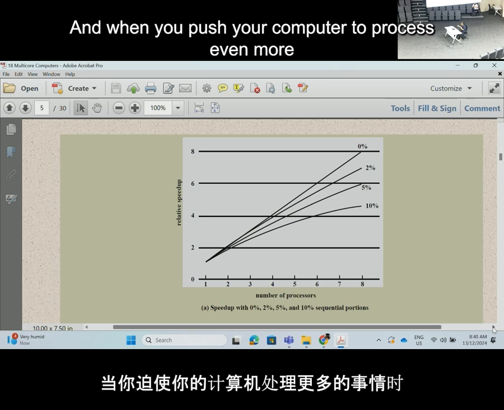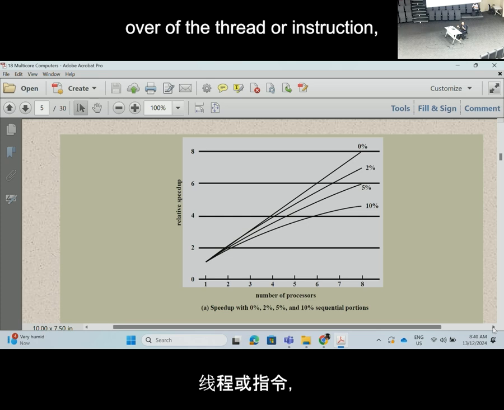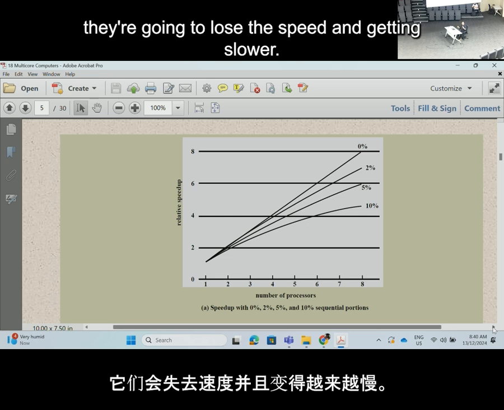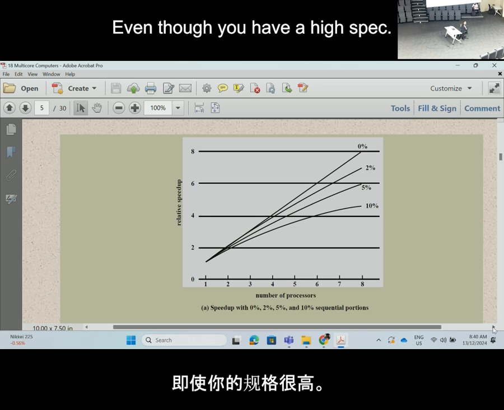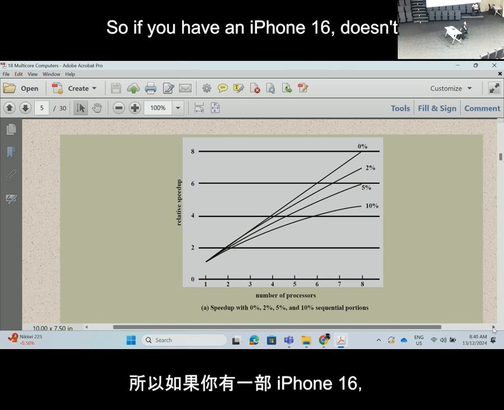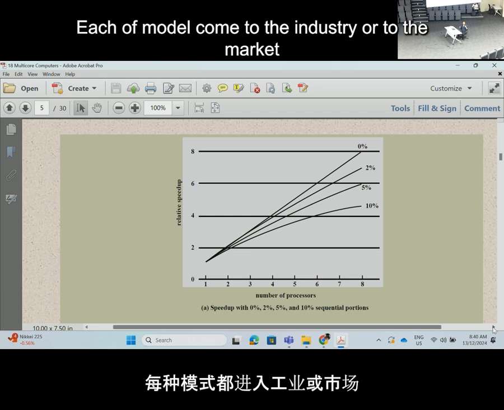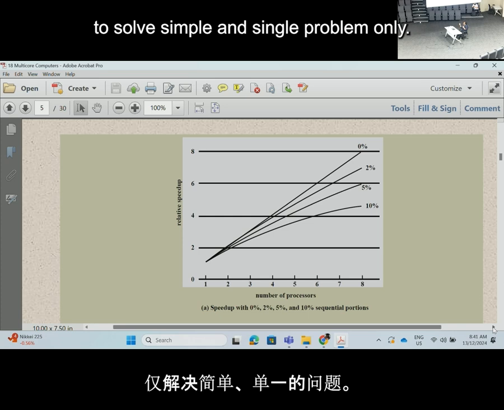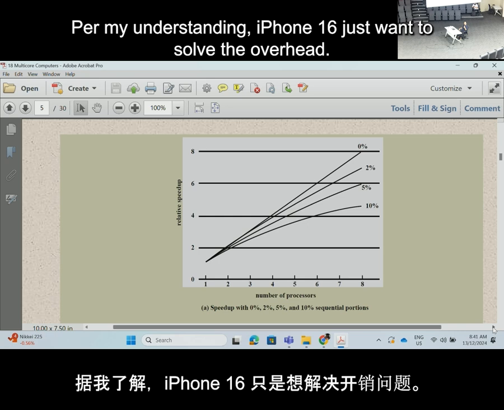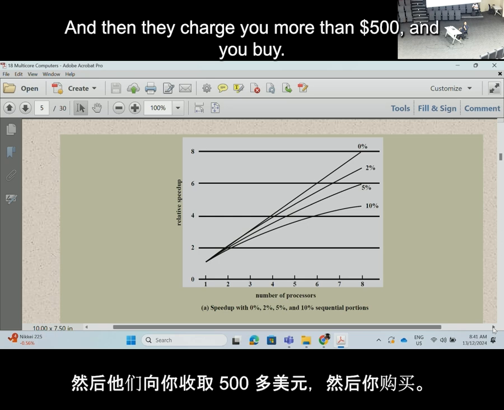And when you push your computer to process even more threads or instructions, it is going to lose speed and get slower, even though you have a high spec. So if you have an iPhone 16, it doesn't mean that iPhone 16 is better than iPhone 11 or 10. Each model that comes to the market only solves a simple, single problem. Per my understanding, iPhone 16 just wants to solve the overheating, and then they charge you more than $500 and you buy.